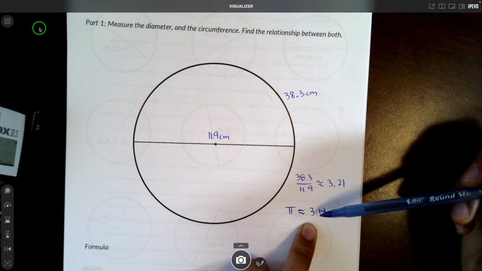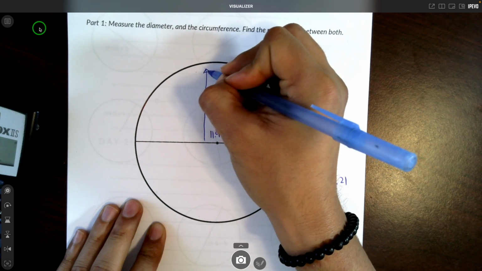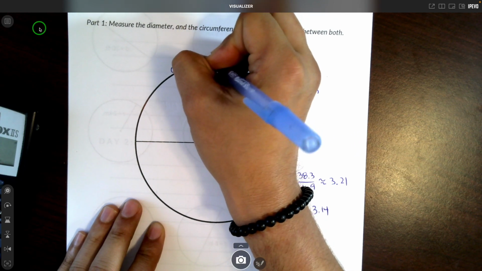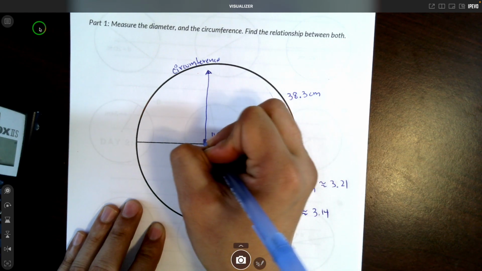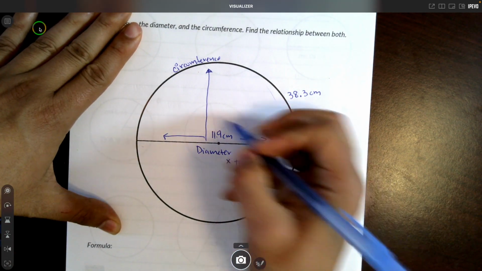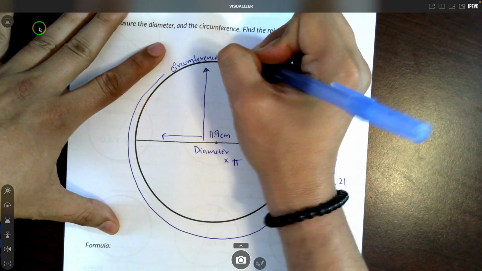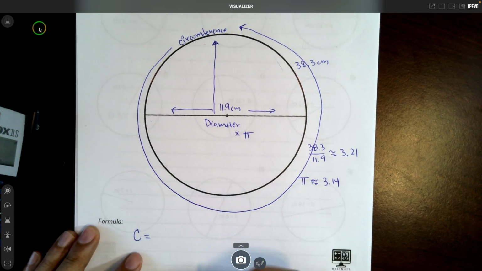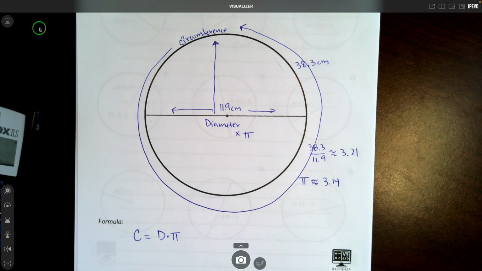Pi is an interesting number because it's the relationship between the diameter and the circumference. Okay? So if you measure the diameter, you can multiply it times pi, and you essentially get everything around. Okay, so that's our formula over here. Our formula for circumference is diameter times pi.